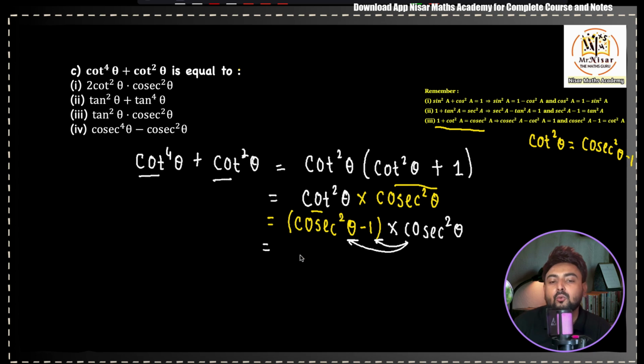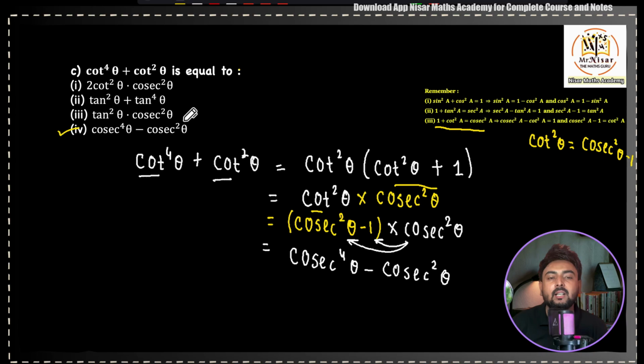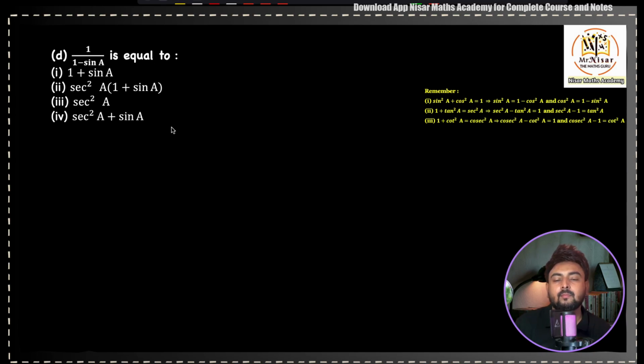Cosec square theta into cosec becomes cosec to the power 4 theta, minus cosec into 1 becomes 1 cosec square theta. Do we have this in the options? Yes, that is option number 4. So this answer is option number 4. I hope it is quite clear to you. We'll go for the next question.